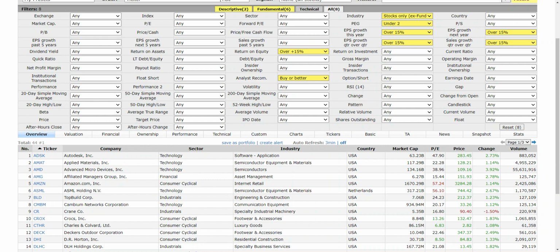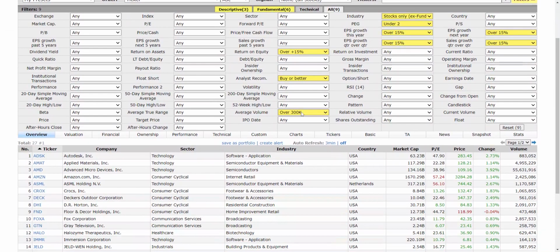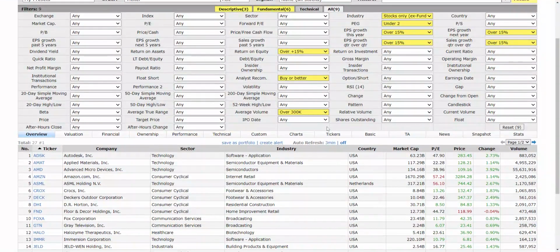After that, I use the average volume. So we want liquid stocks in this case to be over 400k. No, actually, let's just go with over 300k. I really want the stocks that I'm going to be investing in to be liquid, not because I'm going to trade them, but because I want stocks that have a lot of shares going back and forth in a matter of days. So over 300k average volume is a pretty good number.